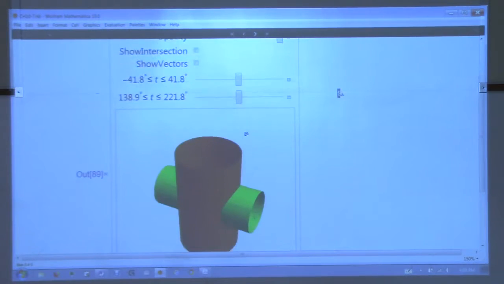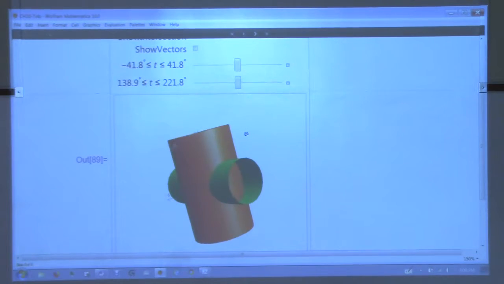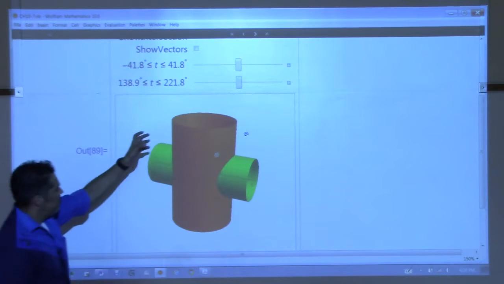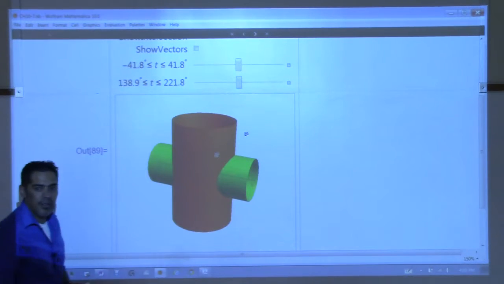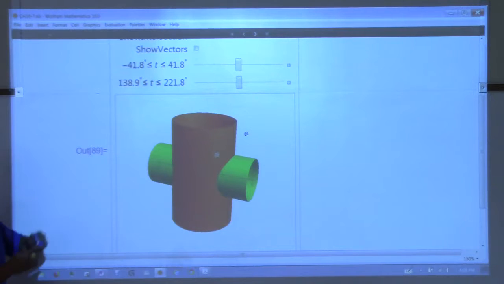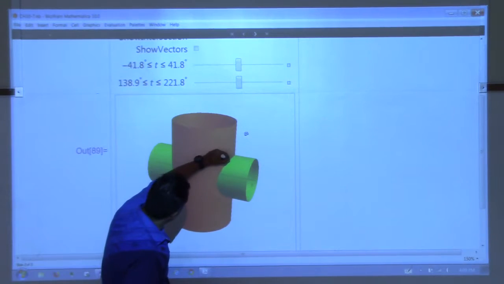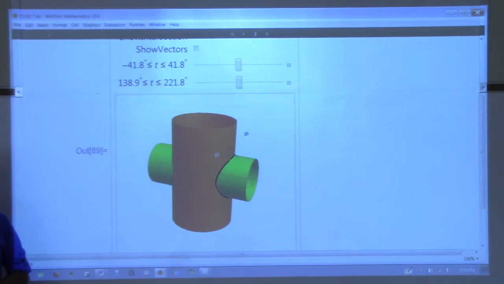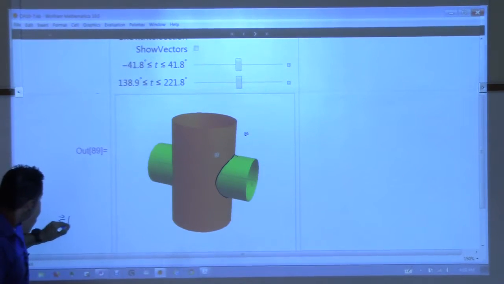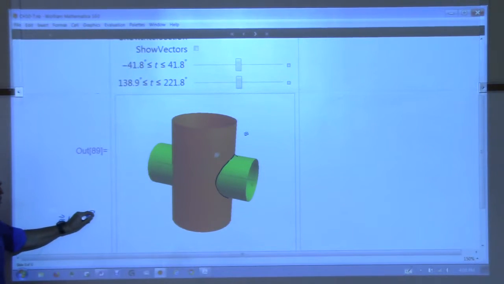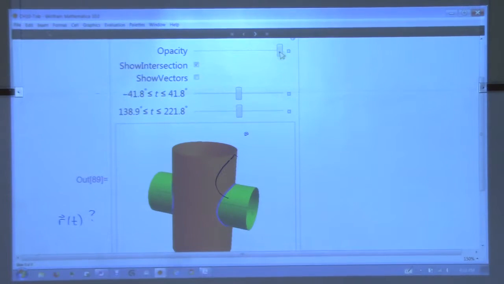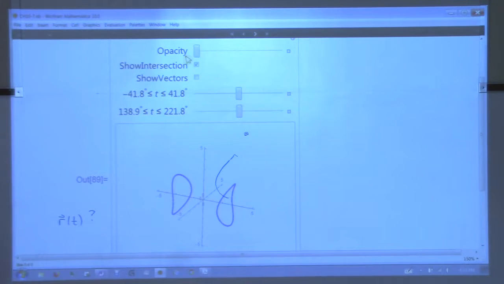So what we have here are two cylinders. One is a little bit smaller than the other. All right? I would really like to know, if I give you the equation of those cylinders, if you can draw me the curve of intersection. So can you come up with the R of t that would draw me those curves?